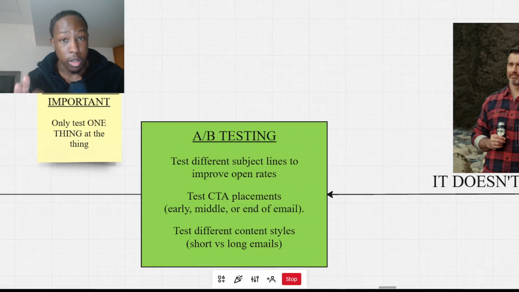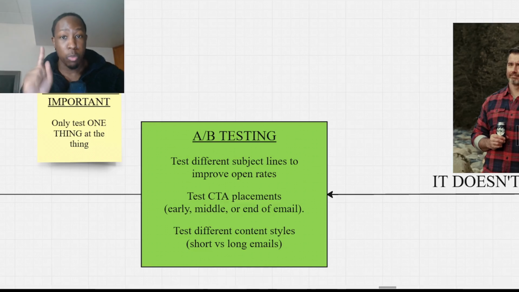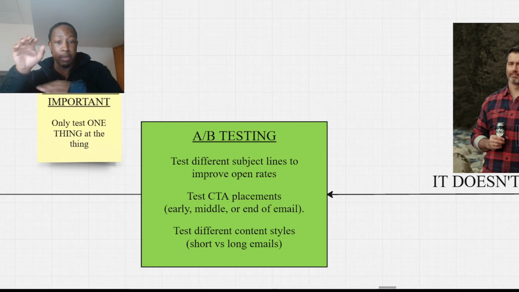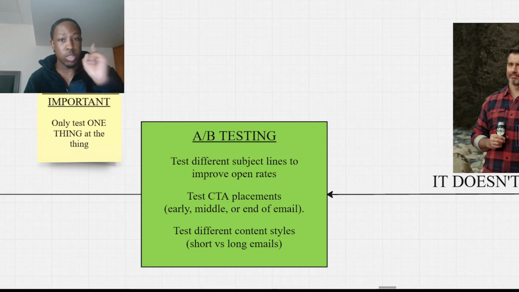And very important, never do A/B testing for two different things in the same email, okay? For the same campaign, only one thing at a time. If you want to test the subject lines, do it for one campaign. If for the next email you want to test, let's say, the CTA placements, do it, but never, for example, subject line A/B testing and CTA placement A/B testing at the same time for the same campaign. Never. Always one thing at a time, so you can actually see what works best.